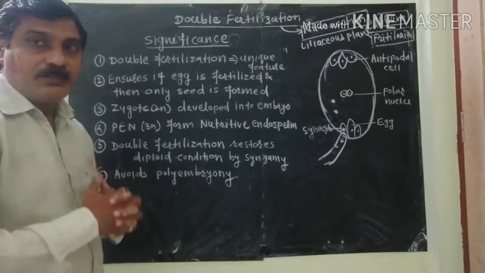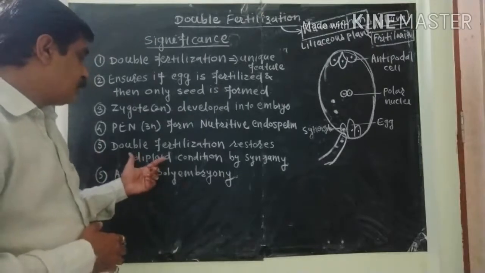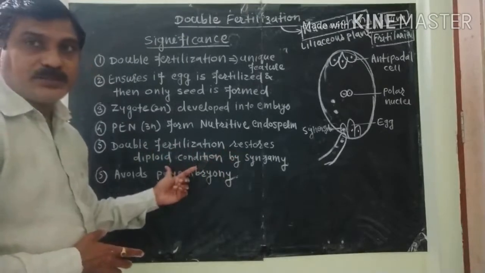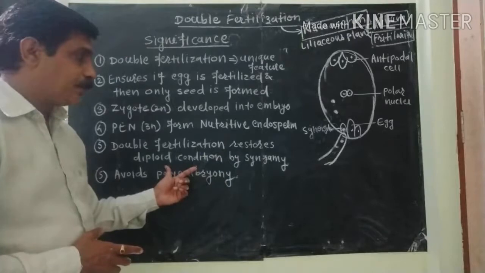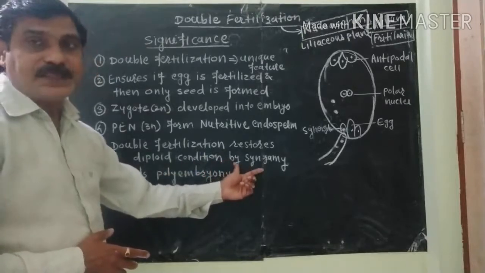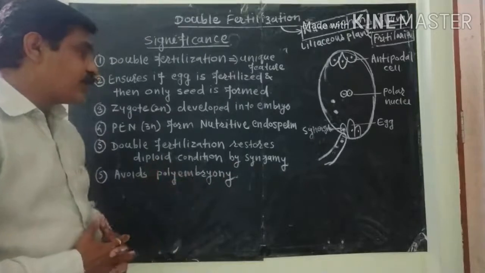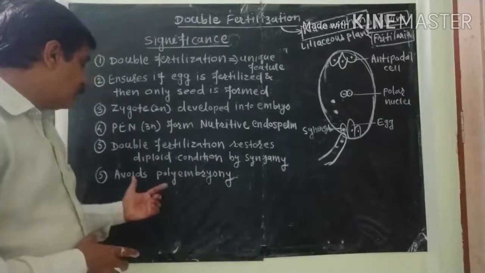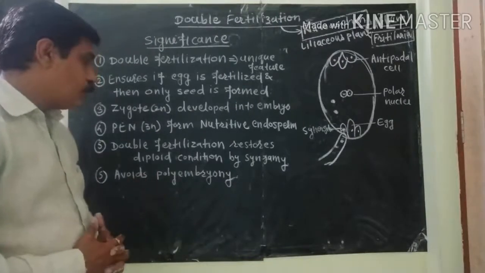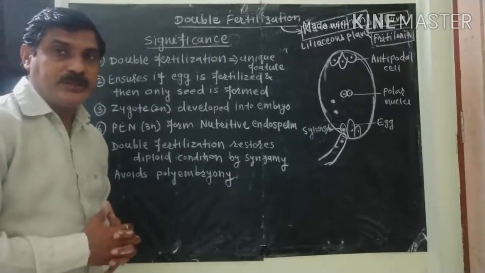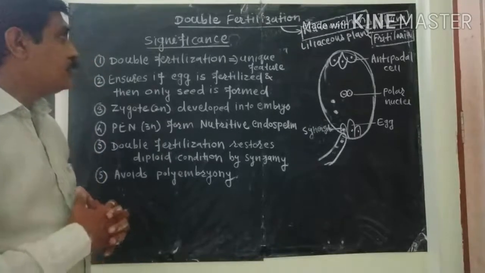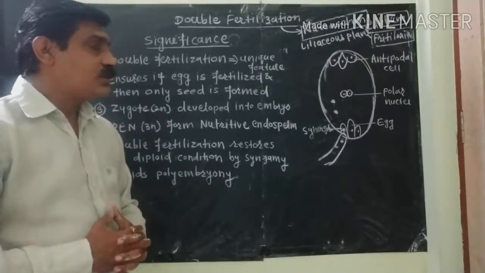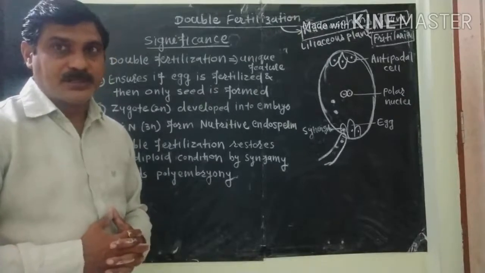The next one is that double fertilization restores the diploid condition of the angiospermic plant with the help of syngamy. So it maintains the diploid condition of the plant. And the last significance is that double fertilization avoids polyembryony. Polyembryony is prevented by double fertilization. Thus, this is all about double fertilization and its significance. Thank you.